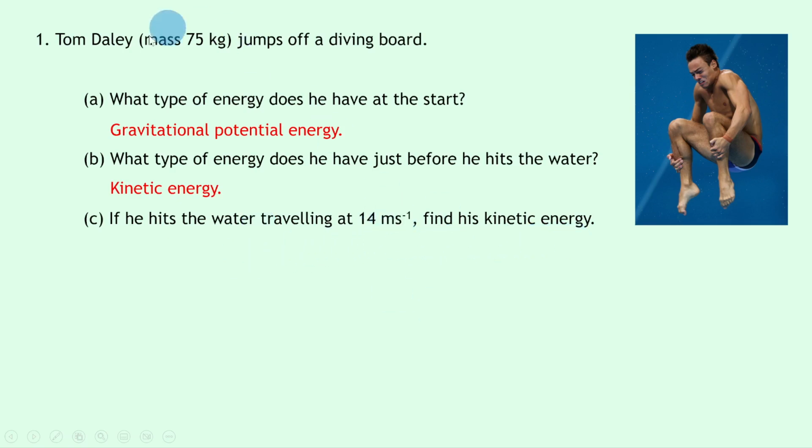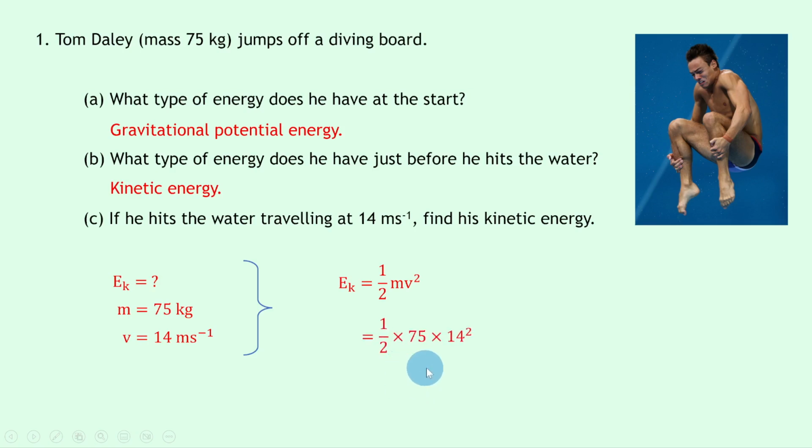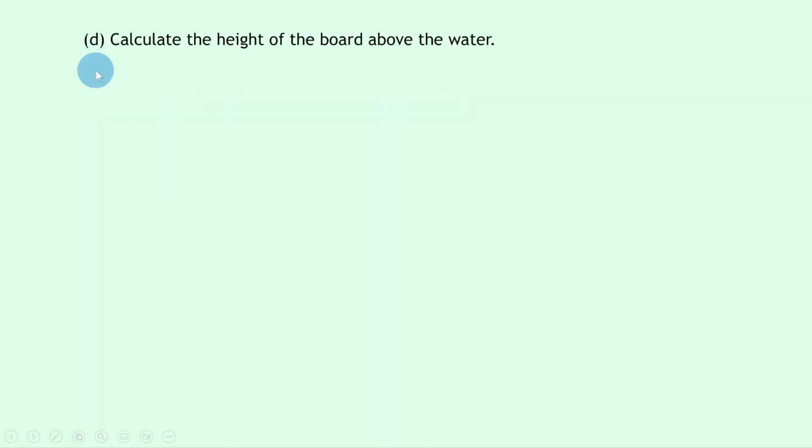Well, we know his speed and we know his mass, so we're going to use the kinetic energy equation. So we're trying to find EK, the kinetic energy. The mass M is 75 kilograms and speed V is 14 meters per second. So we can write down the kinetic energy equation EK equals a half mv squared and substitute in the numbers. So we get a half times 75 times 14 squared, and putting that into your calculator should give you an answer of 7,350 joules.